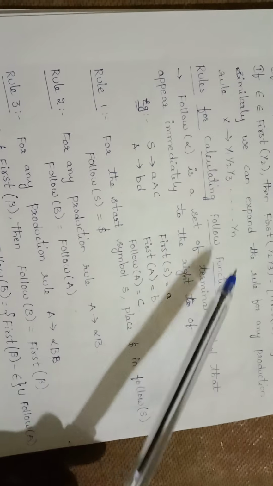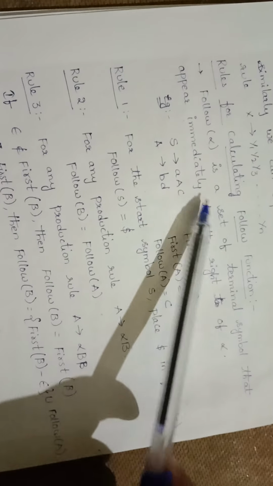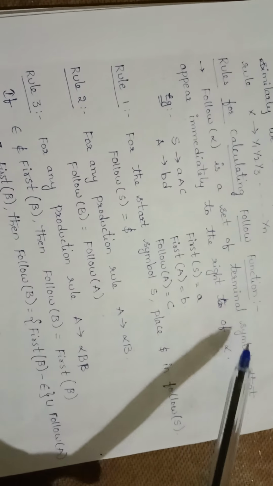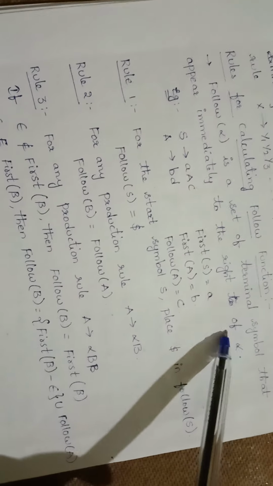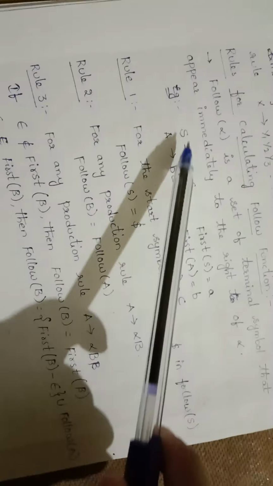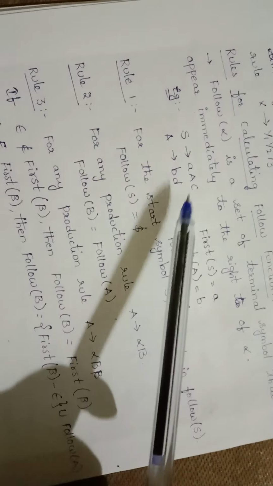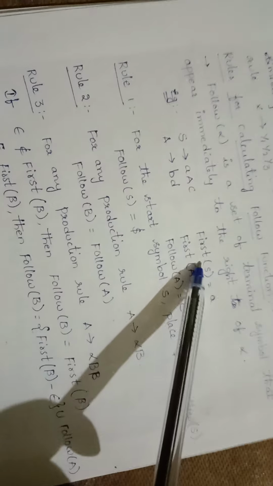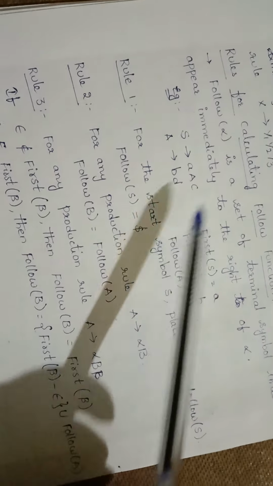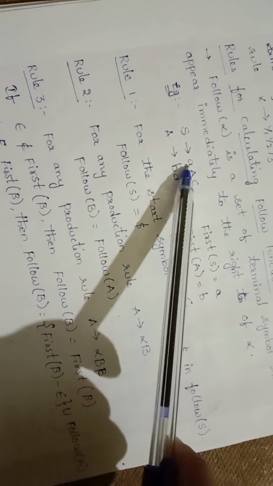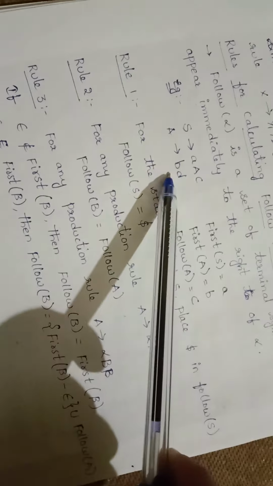Then the rules for calculating the follow function. Follow of alpha is the set of terminal symbols that appear immediately to the right of alpha. Consider here S tends to A A C, A tends to B D. First of S is nothing but the first terminal symbol in that, which here is a. So first of S is a and first of A is b.